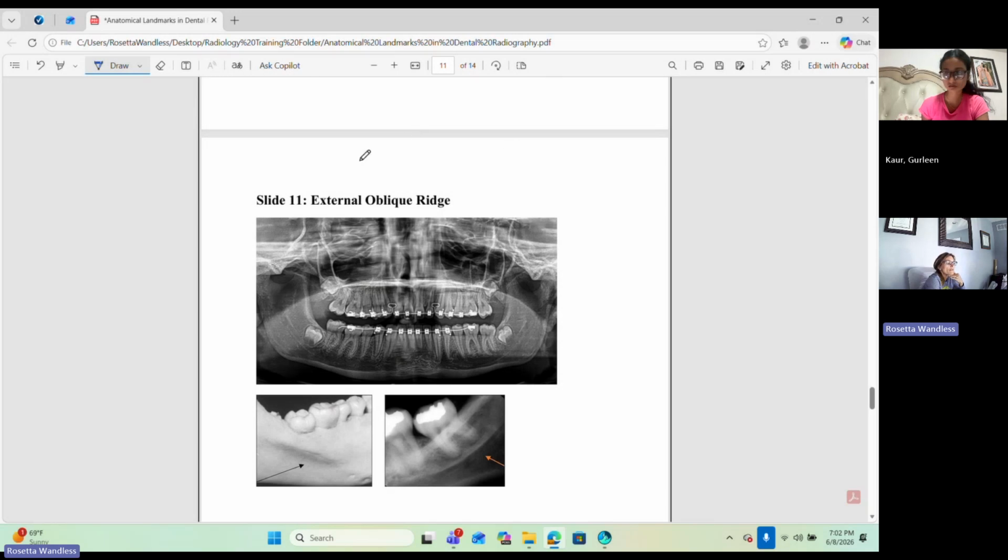Yeah. The external oblique ridge. External means we're going to see it. It's going to be a thick area of bone. Anytime you hear the word ridge, process, protuberance, bone, it's going to be radiopaque all day long.